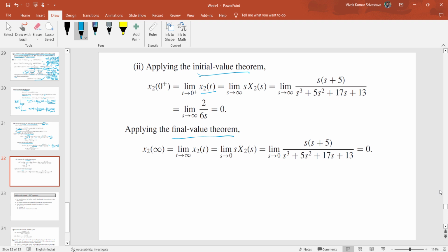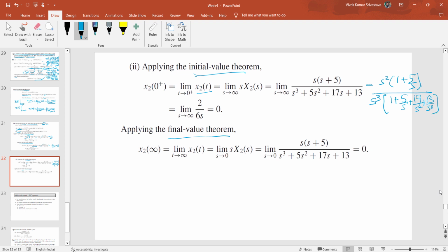From here, you can take s square common, so this will be equal to 1 over s, and this will be s cube, times 1 plus 5 over s plus 17 over s square plus 13 over s cube. So this will cancel. Now once you put s tends to infinity, the value of this expression will be 0. So this basically represents the initial value of signal x2(t).